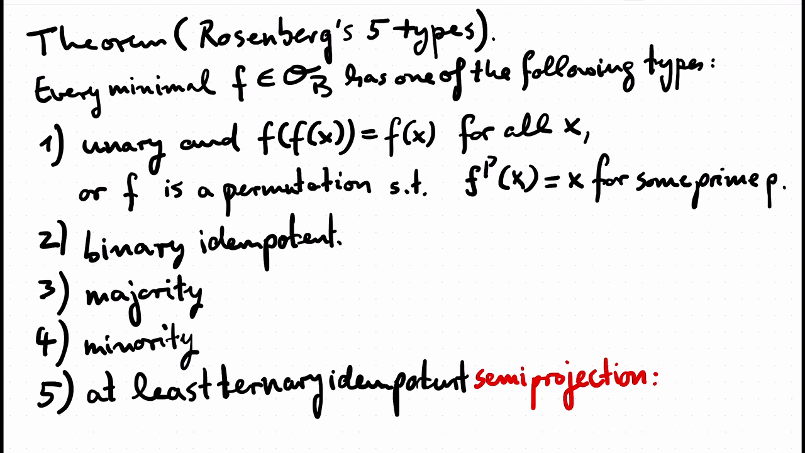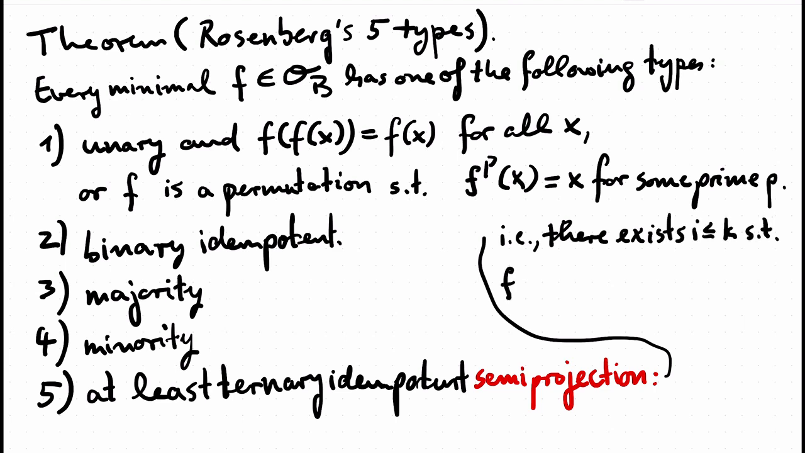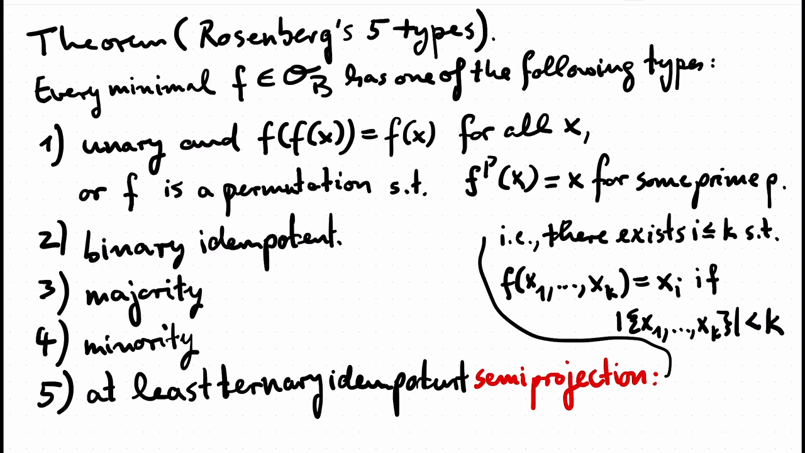A semi-projection, we have to define. A semi-projection is an operation such that there exists an index i, such that if some of the arguments of the operation are equal, the operation returns the ith argument. So it equals the ith projection. If all arguments are distinct, there is no restriction on f.